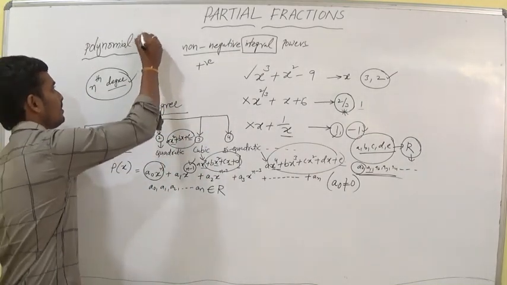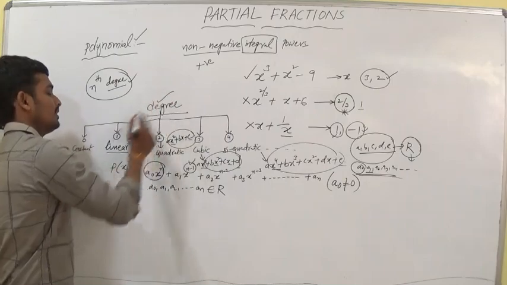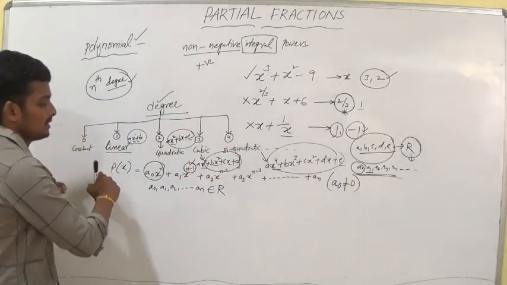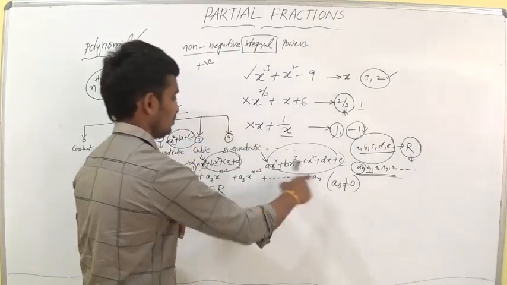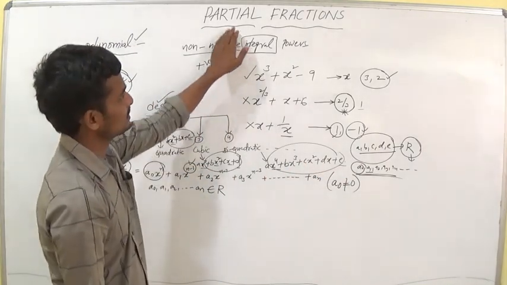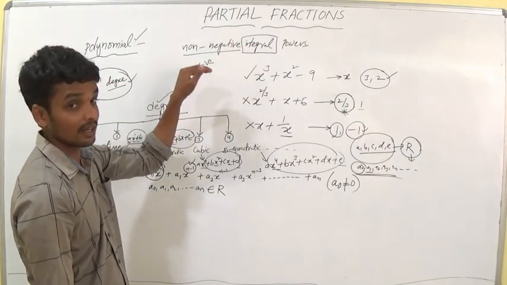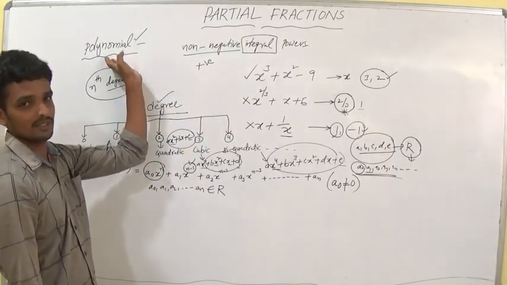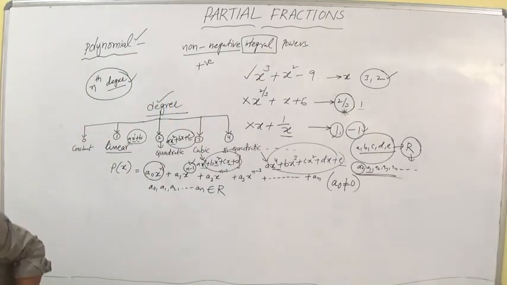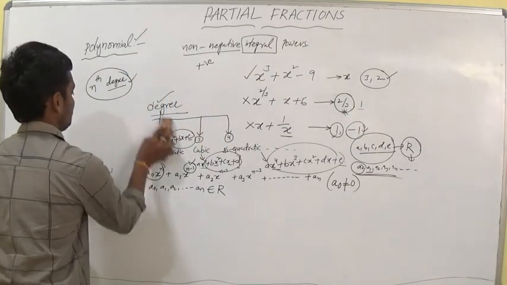Starting from the polynomial definition and the degrees, based on degrees their types, and the general nth degree polynomial. Our chapter is partial fractions, and we are discussing polynomials. So I'm referring to that.